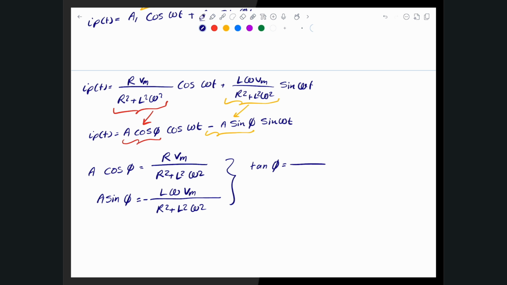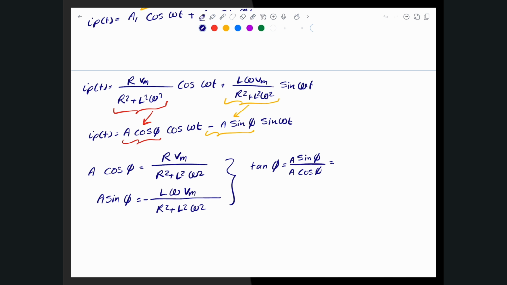Or actually the sine divided by the cosine. So it's sine of phi divided by the cosine of phi. Of course, if we multiply by A, nothing changes, but this tells me that I can use these equations, just divide them by each other, divide the sine by the cosine, and I should get both.